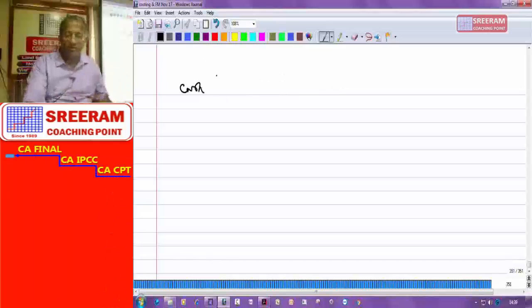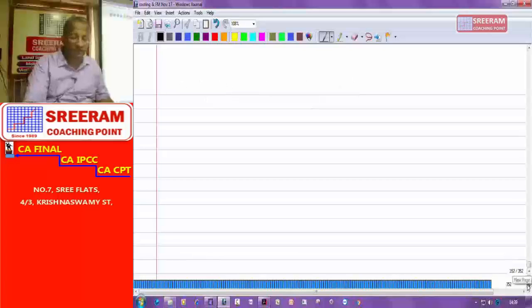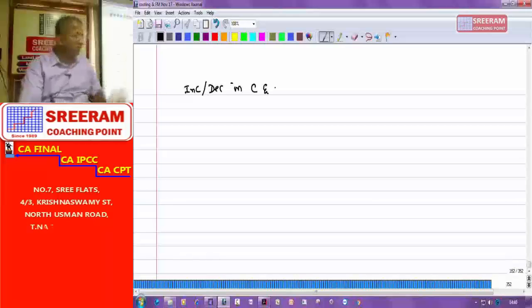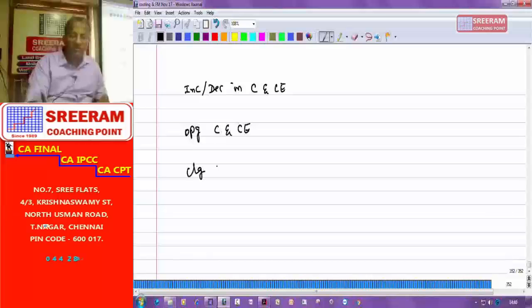Cash flow from financing activity. Then increase or decrease in cash and cash equivalents. One line only. Then opening cash and cash equivalents. Closing cash and cash equivalents.